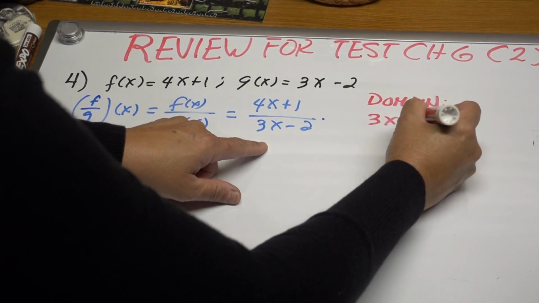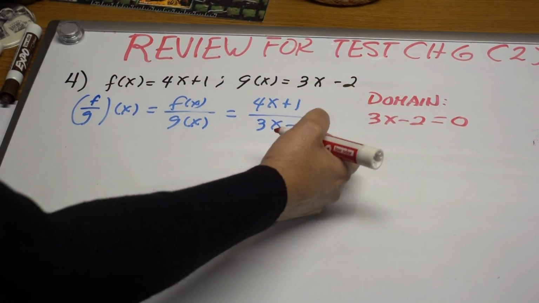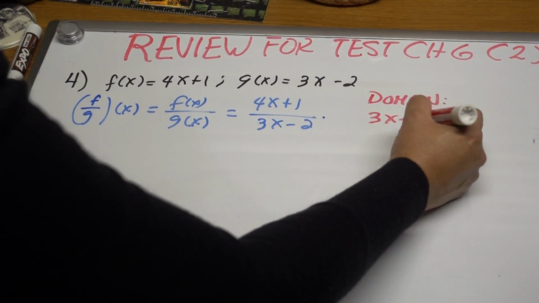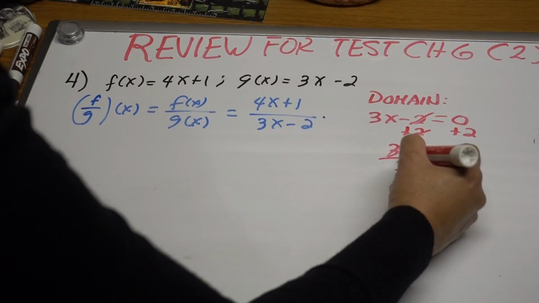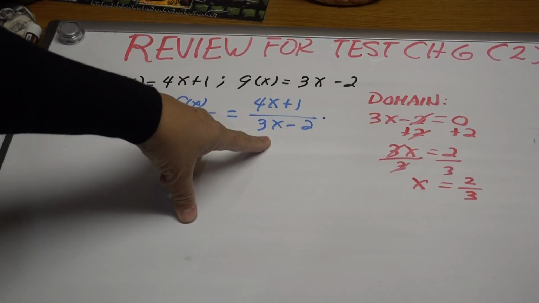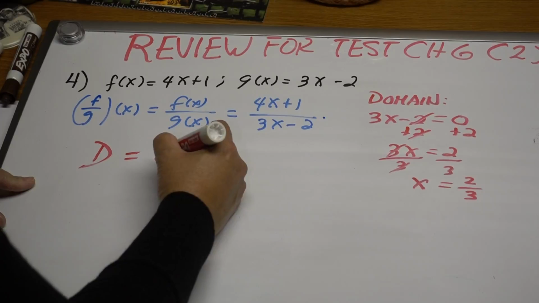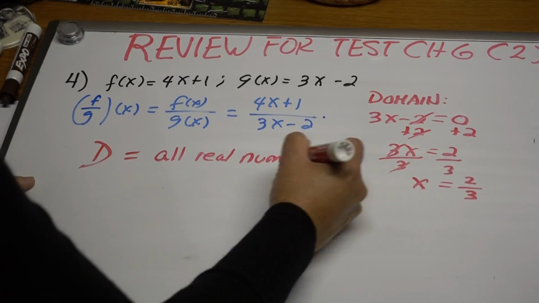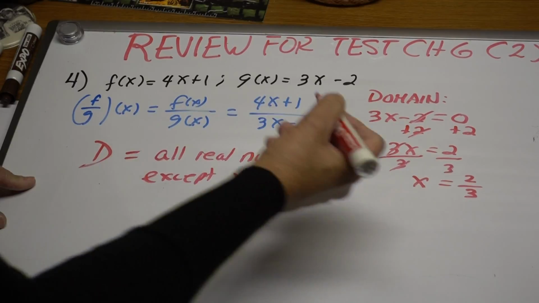We set 3x minus 2 equals 0 to find out what value of x makes this expression equal to 0. We add 2 to both sides, and we have 3x equals 2, and then divide by 3. That tells me that x is equal to 2/3. When x is 2/3, the denominator becomes 0. So the domain is all real numbers except x equals 2/3. And that's the answer of the problem.